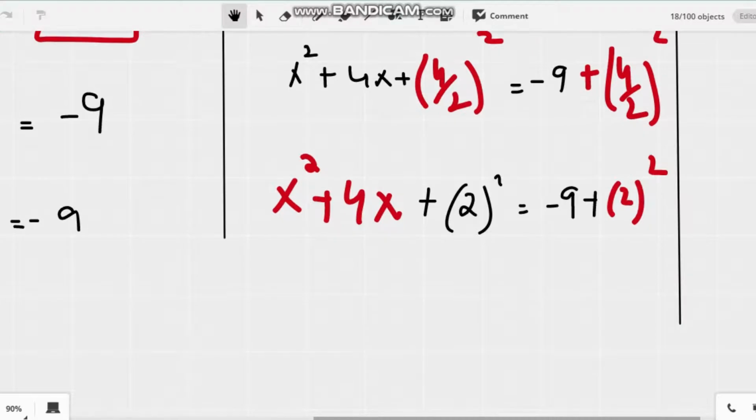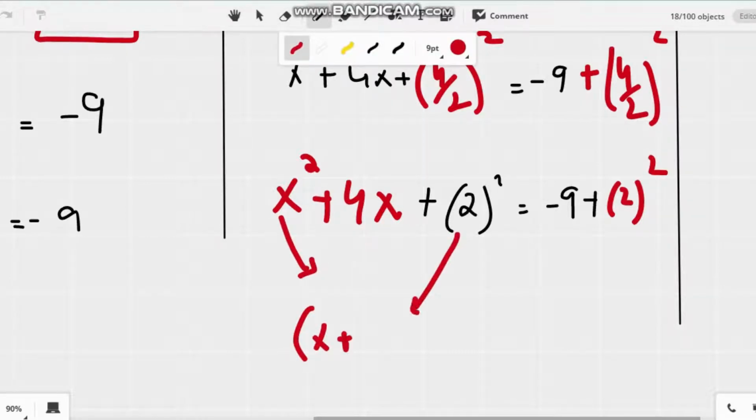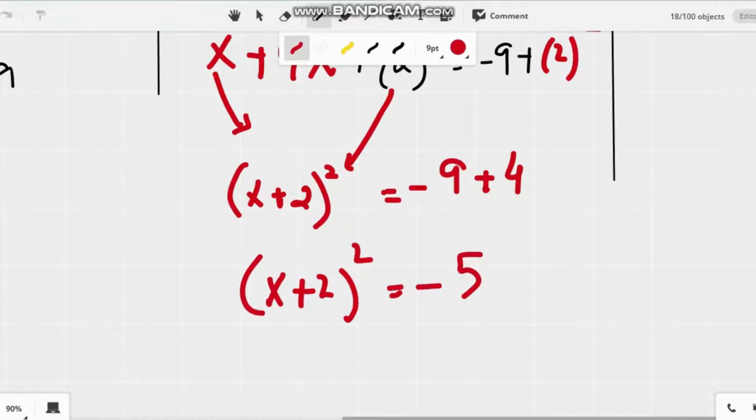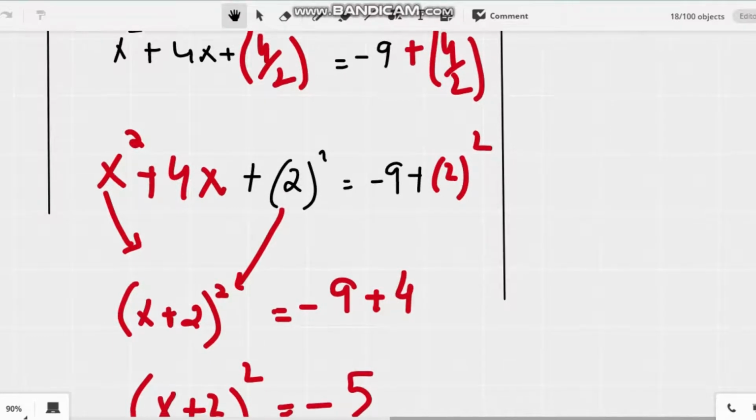Now I will not factor it out separately, because I know that whenever I factor, I will get the same two factors, so I will just write it at once. I will take the first value, which is x, in brackets x plus the third value, which is 2, and then outside the whole square, equals minus 9 plus 2 square, which is 4. So minus 9 plus 4, x plus 2 whole square equals minus 5.